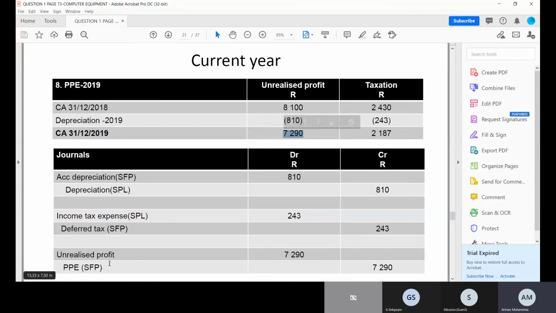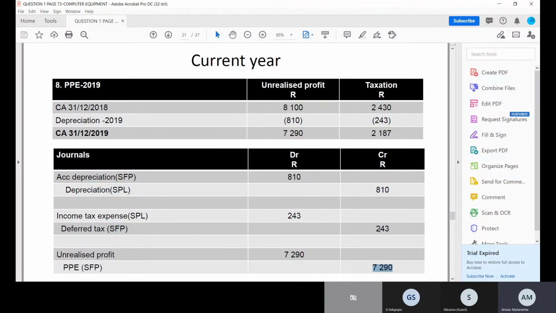PPE 7,290. So when you are preparing the consolidated statement of financial position, if it's required, this amount needs to reduce our PPE because it is the intergroup transaction between the parent and the subsidiary, and we know the process is to eliminate it. But what is more important is here. Normally depreciation is an expense, and expenses increase on the debit side. So in order to eliminate it, you credit depreciation, and the corresponding account, accumulated depreciation, you debit it, 810. We just calculated the 810 there, and you will determine the tax part on that.